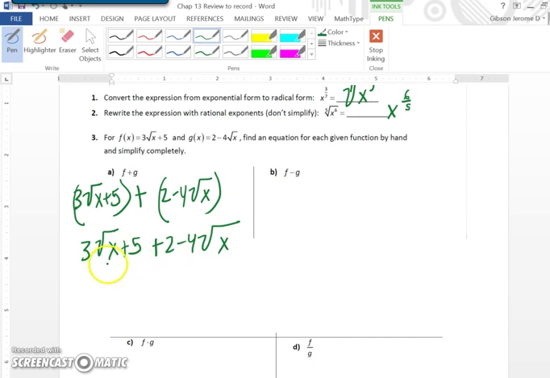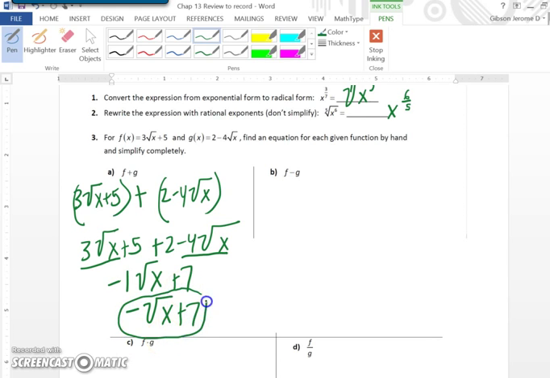Now what we need to do is combine like terms. 3 square root of x minus 4 square root of x will leave negative 1 square root of x. And then 5 plus 2 is 7. Now we don't need to leave this negative 1 because when we don't see a number in front of the radical, it's assumed to be a 1. So our final answer would be negative square root of x plus 7. Are there any questions from 3a?